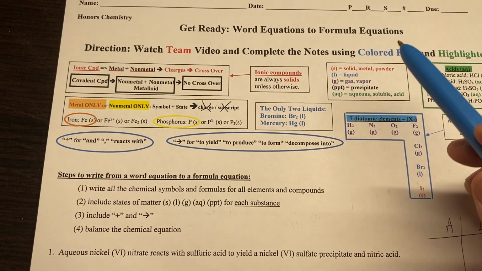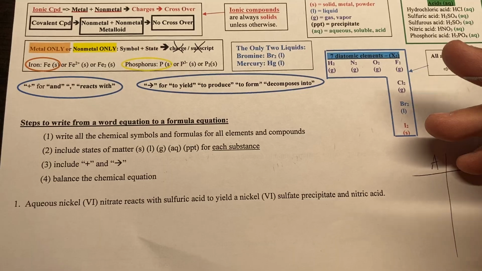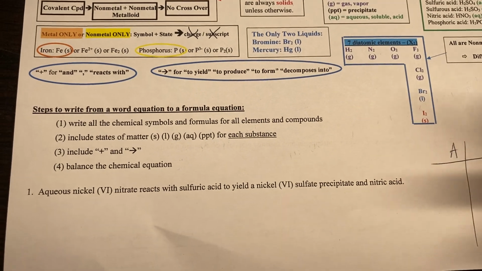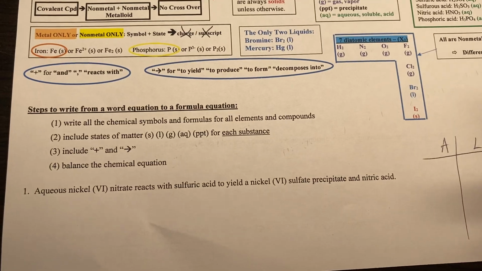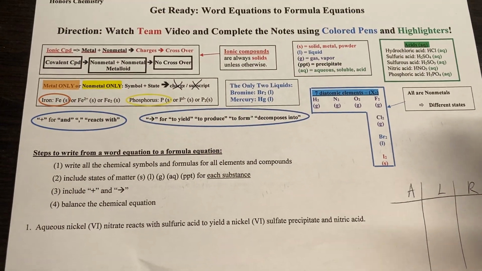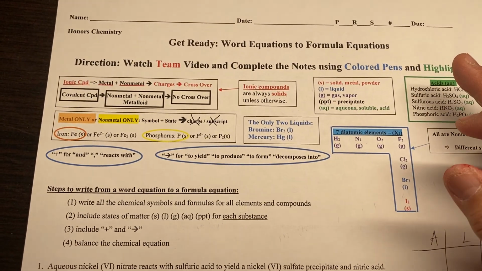That is a word equation. And a formula equation will be something like what you just did previously when you balanced an equation, like C3H8 plus O2 equals CO2 plus H2O. After you write down all the formulas, you have to balance them, and then you add the states of matter. So that is called the formula equation.